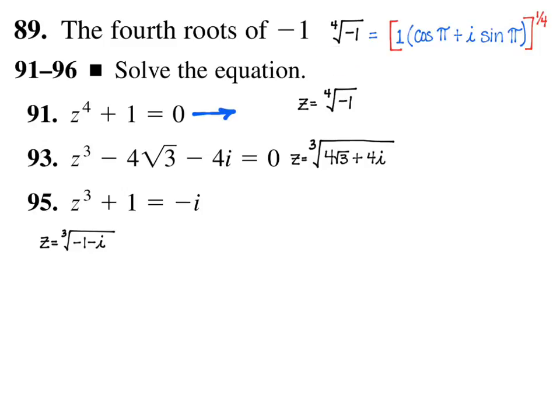So for each one of these, step number 1 is to rewrite this number in its trigonometric form. So -1 is the same thing as an r of 1 and a theta of pi, so we have its trigonometric form here. And the same thing with problem number 91, since, like I said before, they're the same problem.